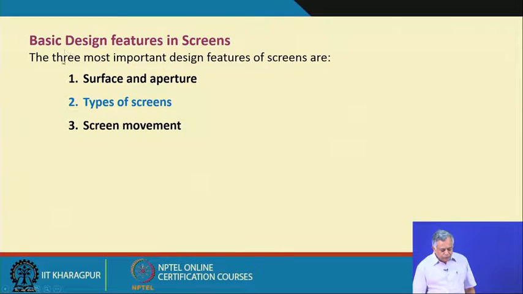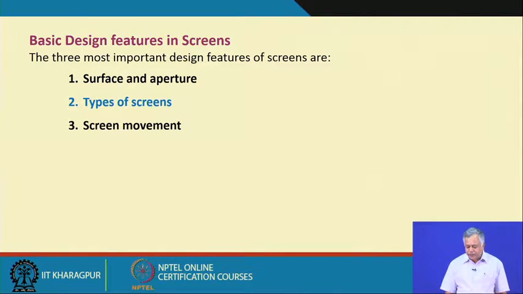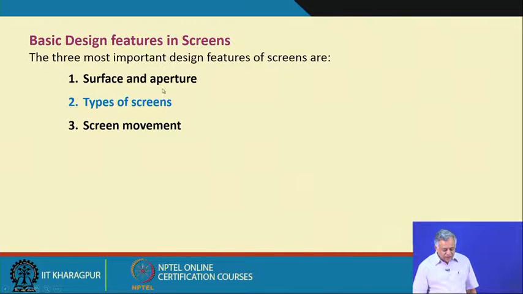So, if you look at the basic design features in screens, there are three most important aspects or features of screens. One is surface and aperture. What type of surface should it be? You may not get into the topic of what I mean by surface, but when you discuss it very soon, you will be able to understand it.